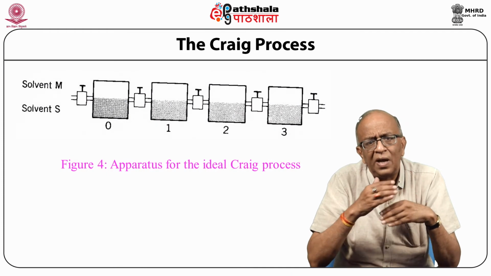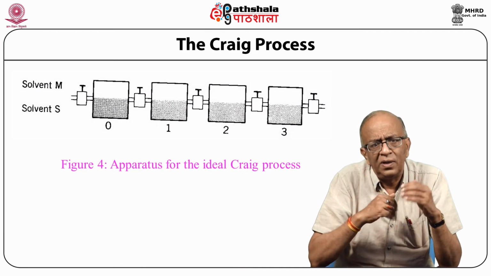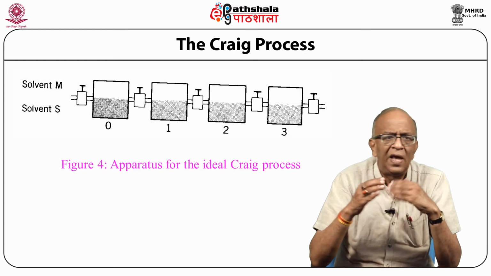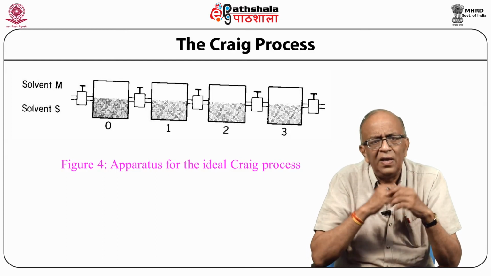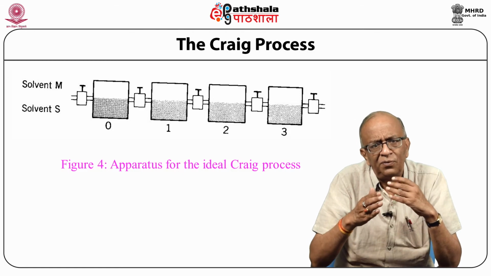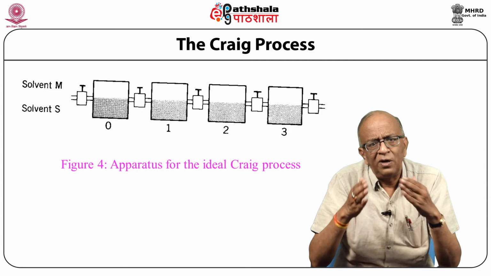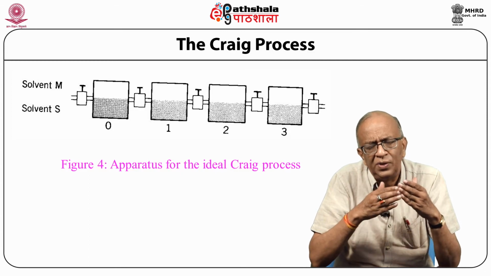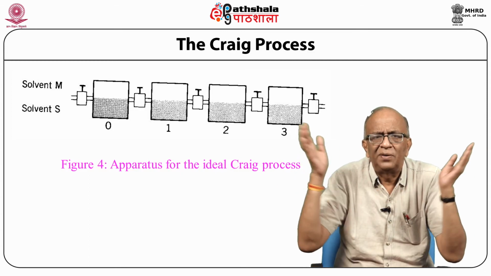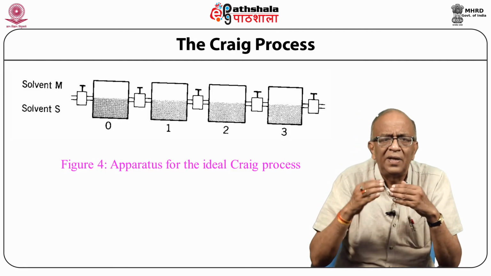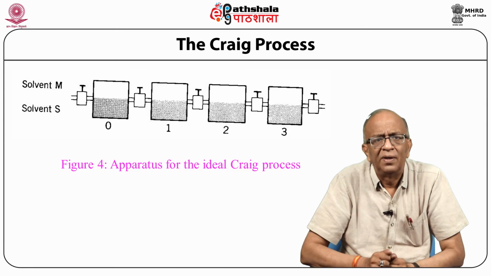In order to describe the operation mathematically, we will use a schematic representation of the machine as shown in figure 4. Here, the apparatus for the Craig process is shown, where compartments 0, 1, 2, 3 and so on are there, where separation takes place. How separation takes place, I shall explain here.